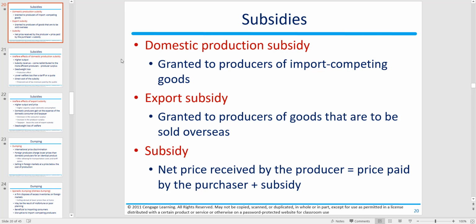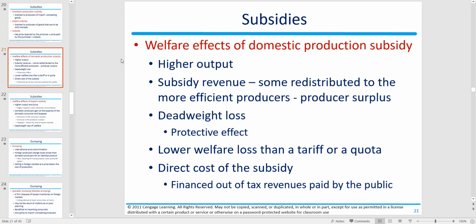Because in the past, when we're talking about tariffs, when we're talking about quotas, the deadweight loss was always equal to the protective effect plus the consumption effect. Whereas if you use subsidies, you just have the protective effect. So that's why economists say that subsidies are the least harmful form of protectionism. This is what the following slides are explaining.